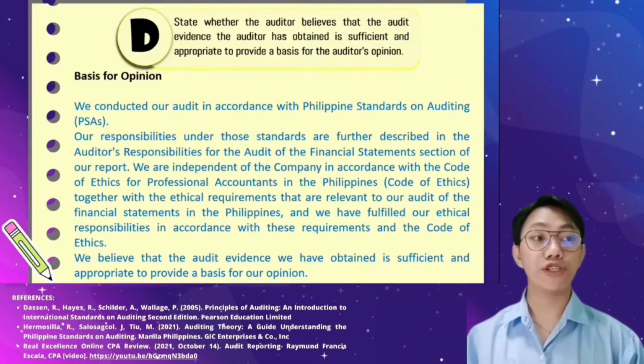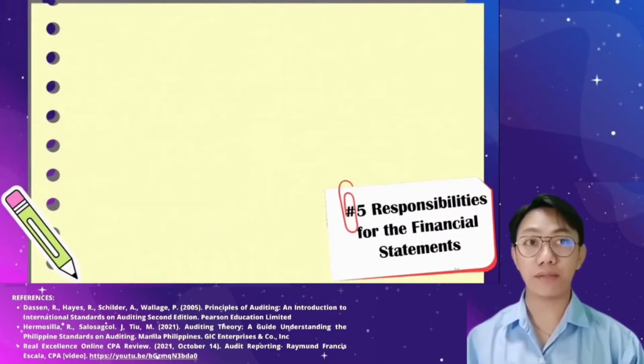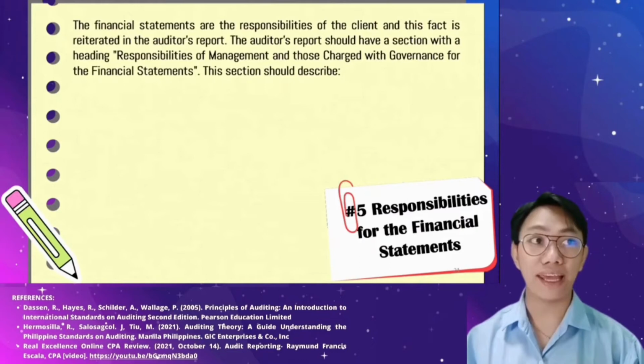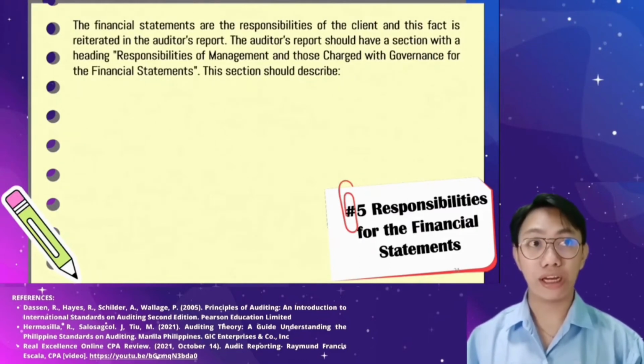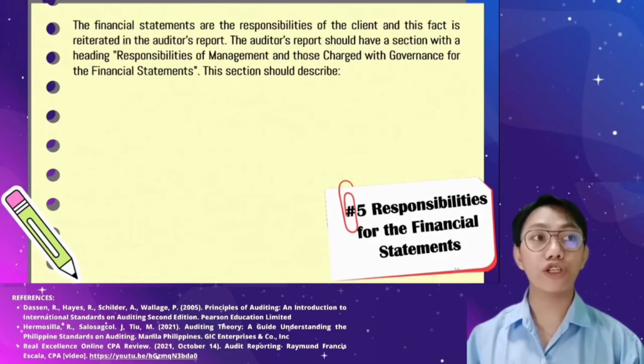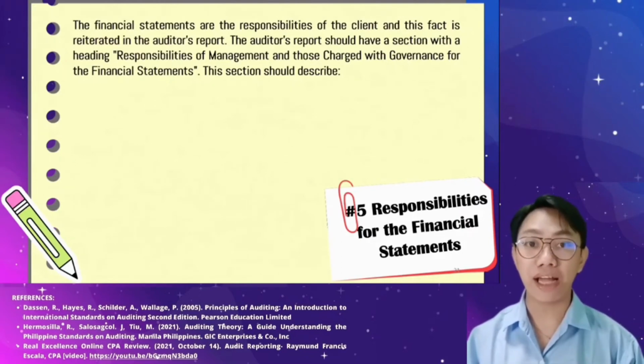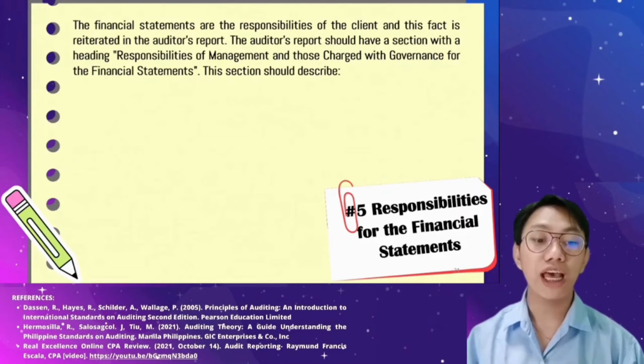The fifth element is responsibilities for the financial statements. So, the financial statements are the responsibilities of the client, and this fact is reiterated in the auditor's report. So, the auditor's report should have a section with a heading Responsibilities of Management and those charged with governance for the financial statements.